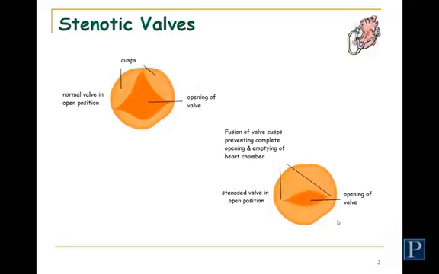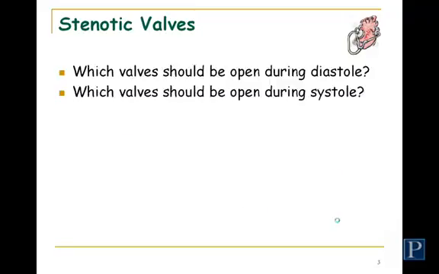So think about the cardiac cycle. You need to ask what valves are supposed to be fully open, say, during systole. What valves should be fully open during diastole? And if they're stenotic, it's going to create a murmur. So ask yourself, which valves should be open during diastole? Let's ask that one first.